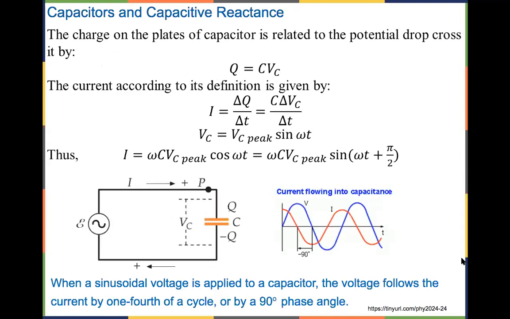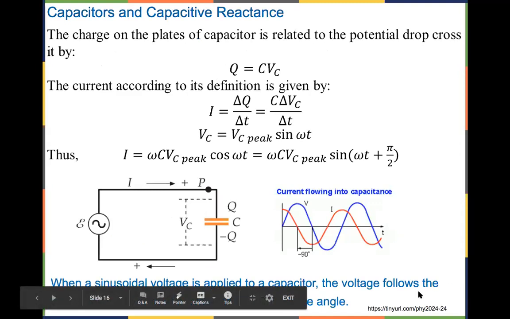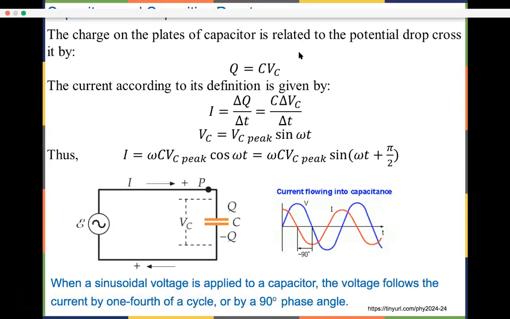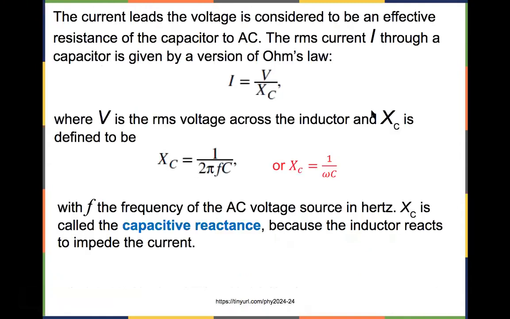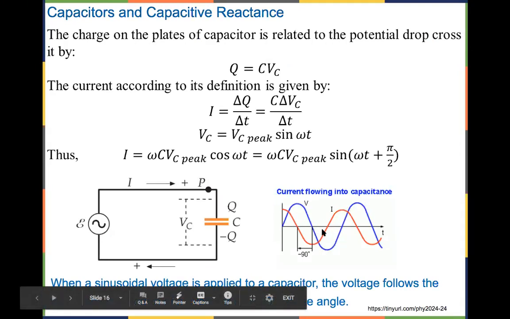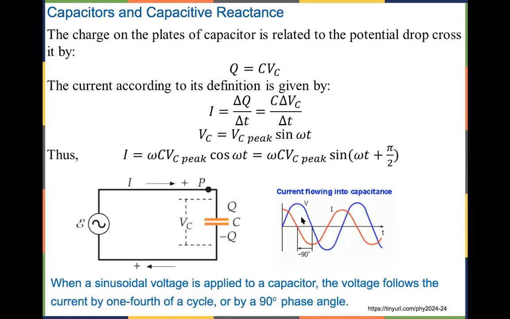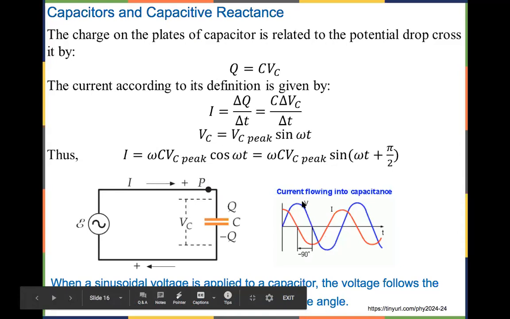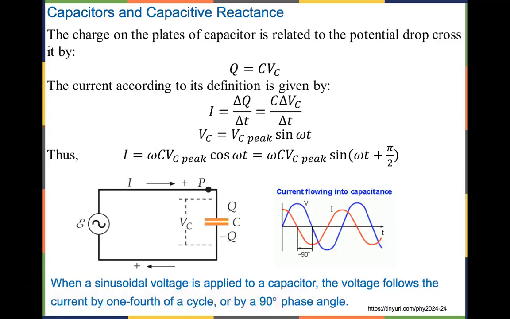All right. Now let's take a look at a capacitor in an AC circuit, okay? So for a capacitor, again, if you look at the voltage and current, the moment you close the switch, the current is going to be maximum, but the voltage on the capacitor builds up slowly. The current actually leads the voltage this time, okay? So in this case, it's the other way around, okay?